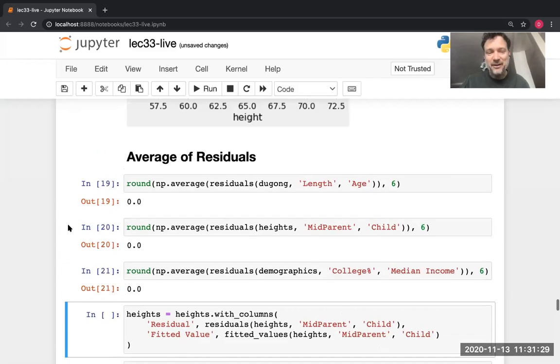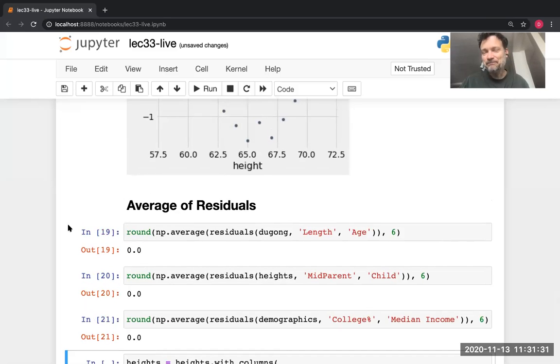Maybe you're seeing a pattern here. In fact, that's always what's going to happen. If you average all the residuals, the average will always be 0 whenever you do any linear regression. Whether the data has a linear association or not, you'll get an average of 0. Does anyone have any intuition why that is?